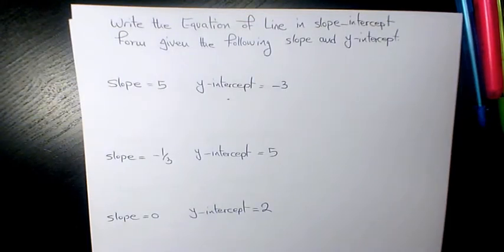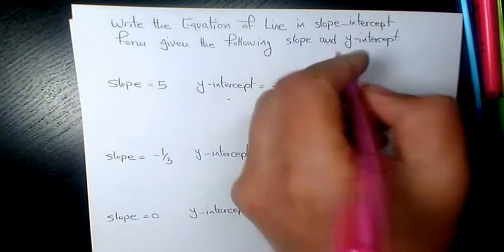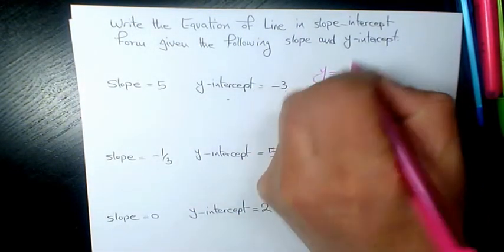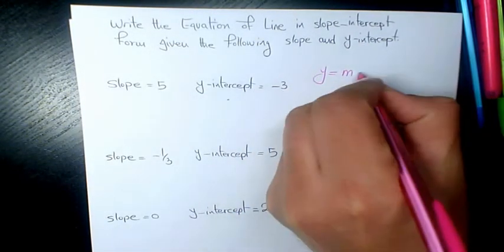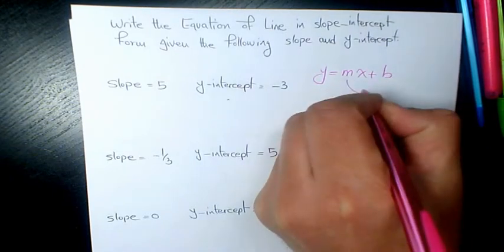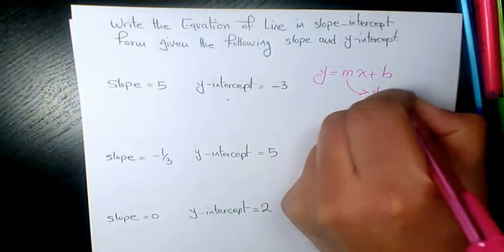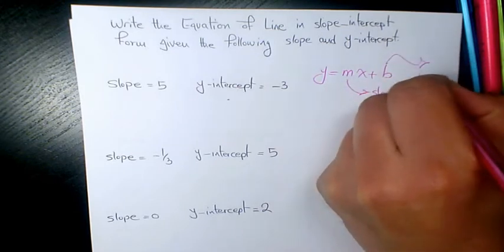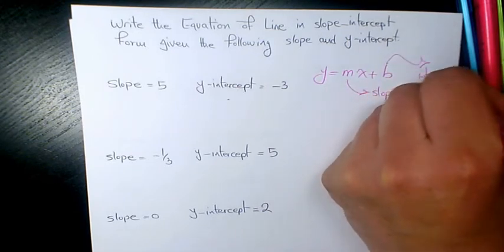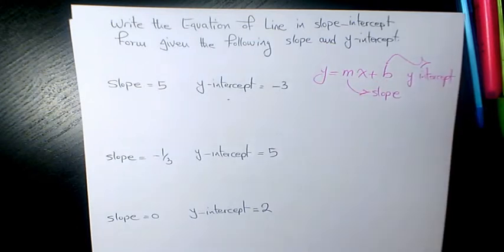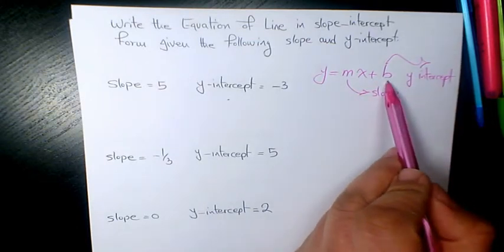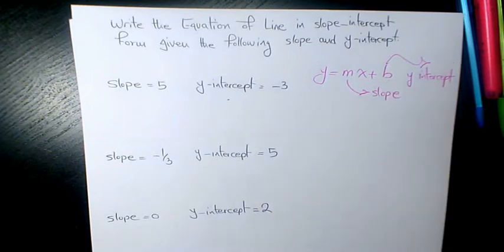Welcome to another video. In this video I want to show you how to write the equation of a line in slope-intercept form, given the slope and y-intercept. We know the equation of a line in slope-intercept form is y equals mx plus b. m is the slope and b is the y-intercept, which means where the line crosses the y-axis.